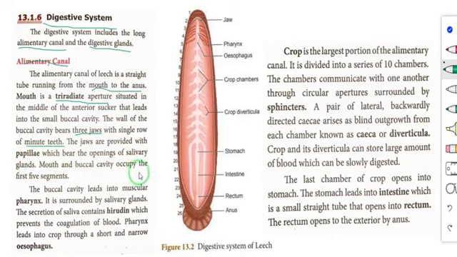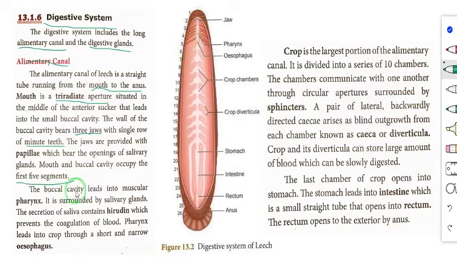Mouth and buccal cavity occupy the first 5 segments, till this: 1, 2, 3, 4, 5. Mouth and the buccal cavity can occupy these. Okay, this is the papillae.